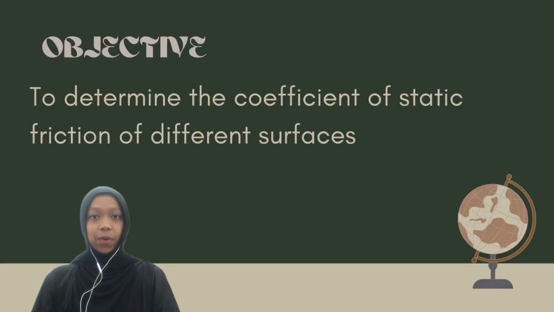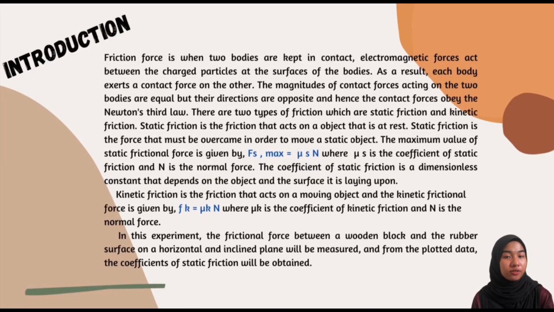For experiment 4, the objective is to determine the coefficient of static friction of different surfaces. Introduction of frictional force. Friction force arises when two bodies are kept in contact. Electromagnetic forces act between the charged particles at the surfaces of the bodies. As a result, each body exerts a contact force on the other. The magnitudes of the contact forces acting on the two bodies are equal, but their directions are opposite, and hence the contact forces obey Newton's third law.